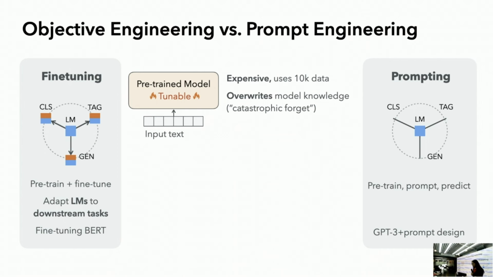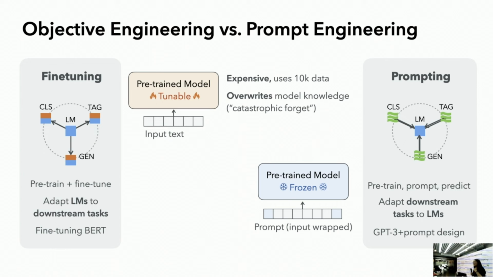You probably also hear about prefix tuning or prompt tuning and a lot of those. We categorize all of those as prompt engineering here. So in this scenario, we are going to freeze the model. We are not going to make any changes to the pre-trained model.